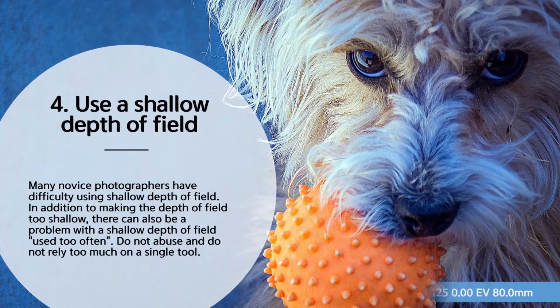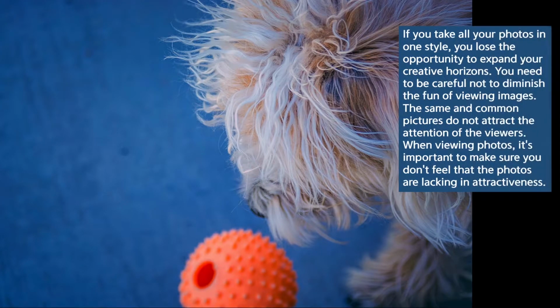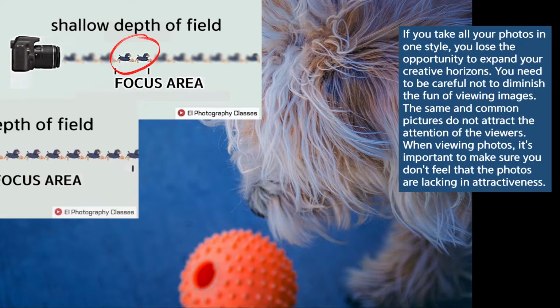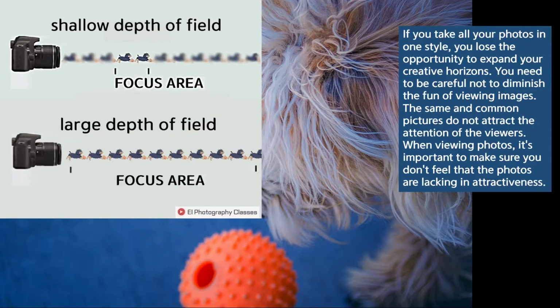Four, use a shallow depth of field. Many novice photographers have difficulty using shallow depth of field. In addition to making the depth of field too shallow, there can also be a problem with a shallow depth of field used too often. Do not abuse it and do not rely too much on a single tool. If you take all your photos in one style, you lose the opportunity to expand your creative horizons. You need to be careful not to diminish the fun of viewing images. The same and common pictures do not attract the attention of viewers. When viewing photos, it's important to make sure you don't feel that the photos are lacking in attractiveness.